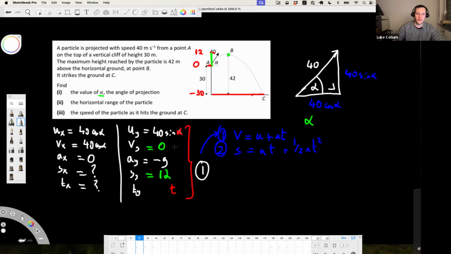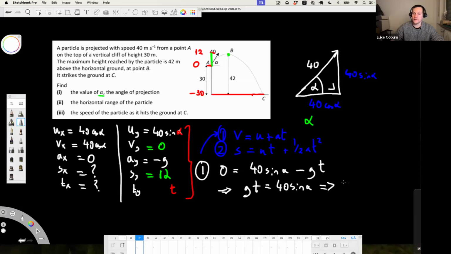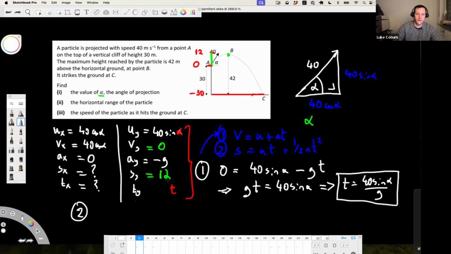Okay, so v is equal to u plus at. 0 will be equal to 40 sine of alpha minus g times t, which gives me g times t is equal to 40 sine alpha, which gives me that t is equal to 40 sine alpha over g. So that's the result from the first one. And the second one, s is equal to ut plus a half at squared.